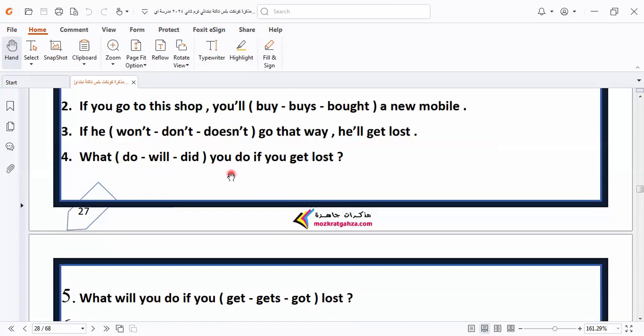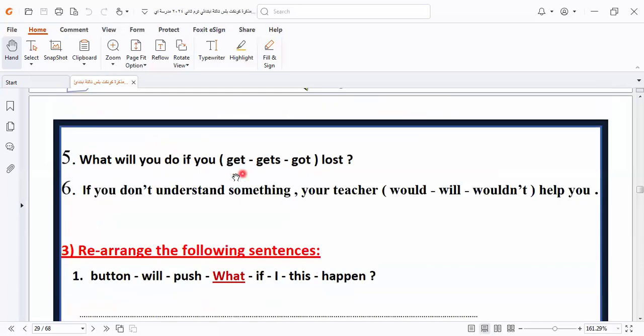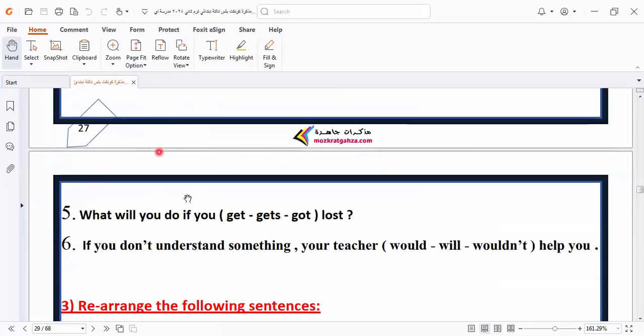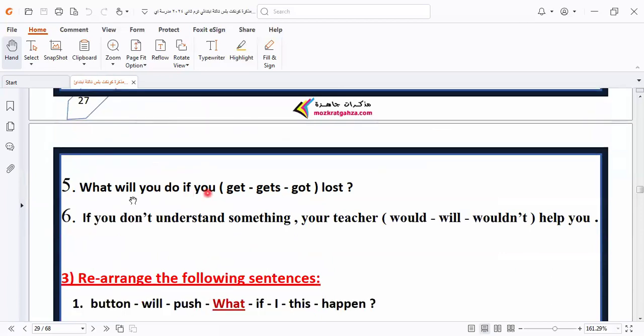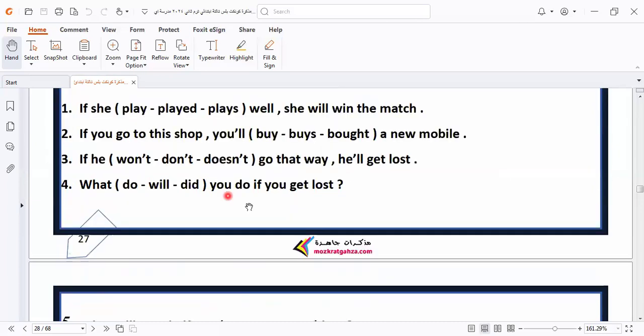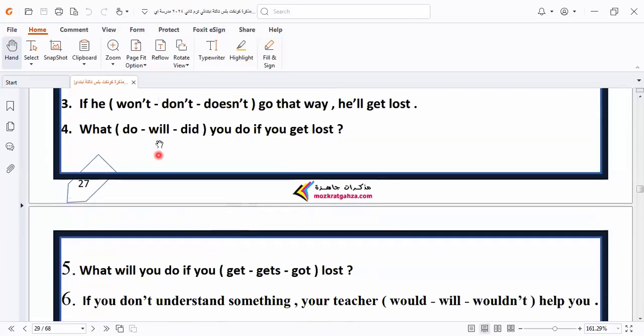Here is the if conditional as a question. What will you do if you get lost? So here is if you get lost, which is in the present. So the first part will be: what will you do? What will you do if you get lost? Here will is missing. In the next one, it will be: what will you do if you get lost? The sentence is the same, but here will is missing and there get is missing.